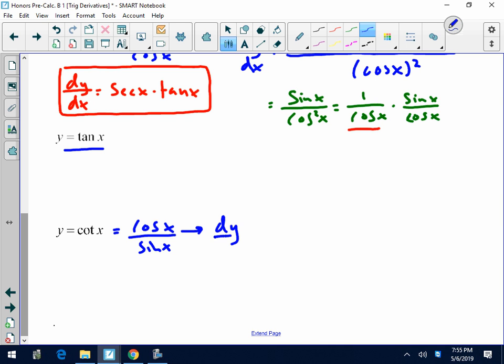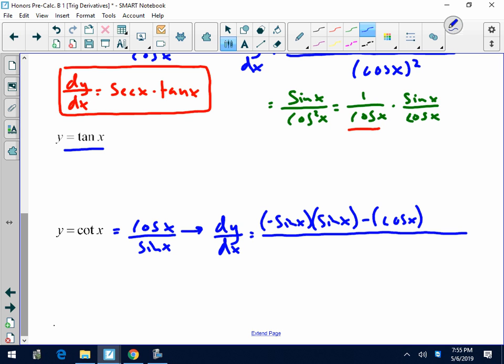So we can say our dy/dx is going to be the derivative of our numerator, so that's negative sine x, times our denominator of sine x, and then minus our numerator of cosine x times the derivative of our denominator. The derivative of sine x is cosine x. And that's over sine squared x, or sine x squared.